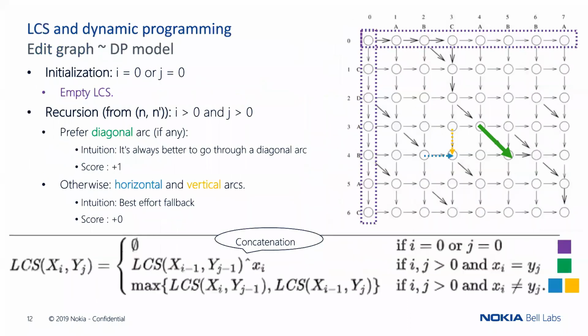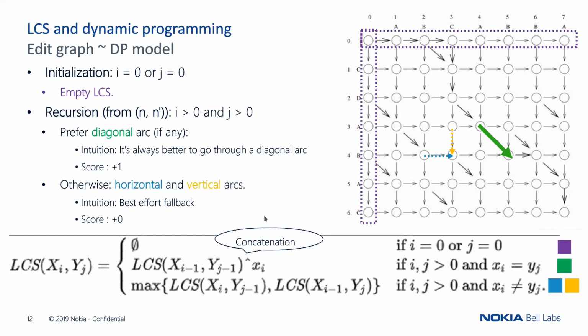Okay. So now the question is, how do we express this in dynamic programming? And so it's quite easy. You will just express the cost of the LCS recursively and according to this graph. And so the initialization of the recursion corresponds to those vertices in purple. So the cost is 0 while your cursor is on one of those vertices. So this corresponds to the first line of the program here.